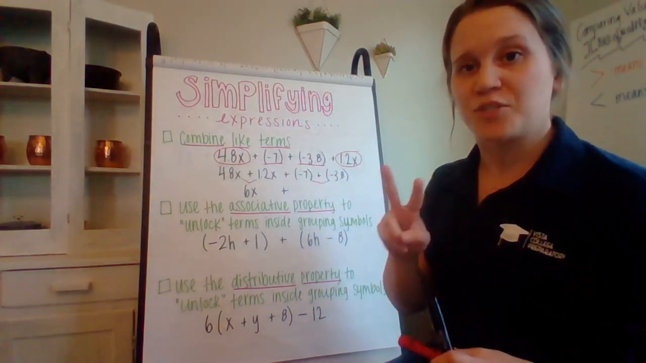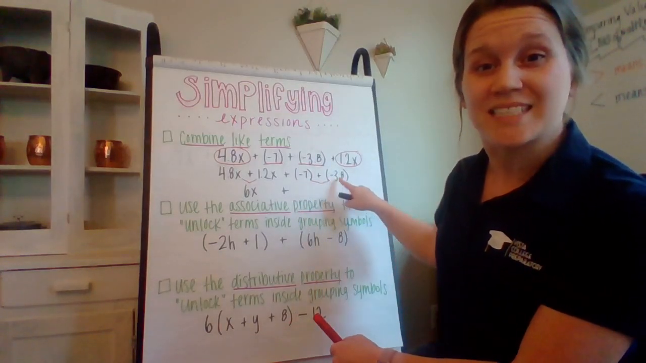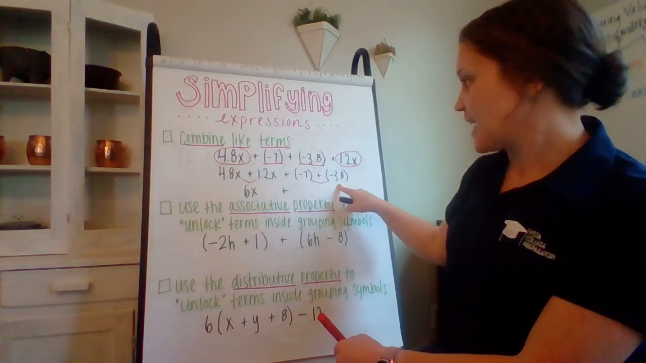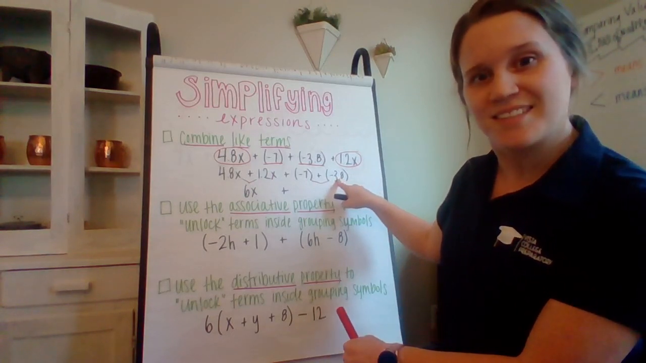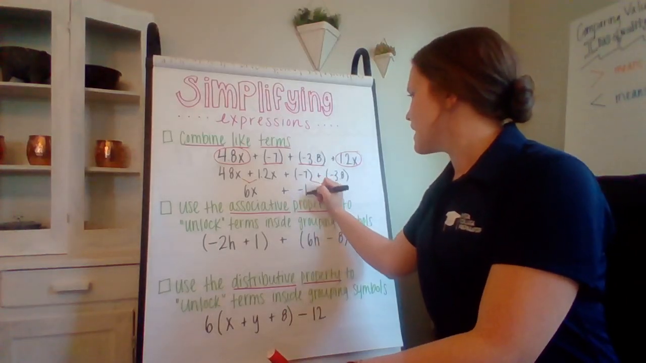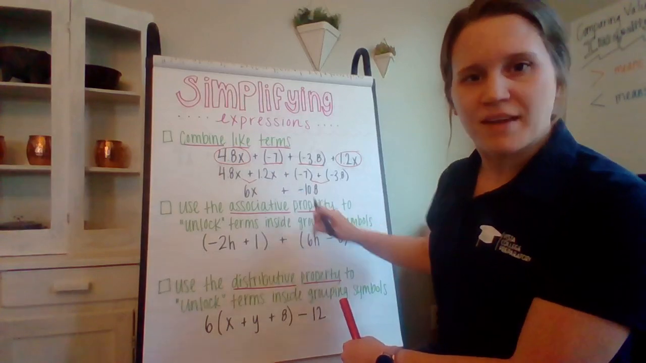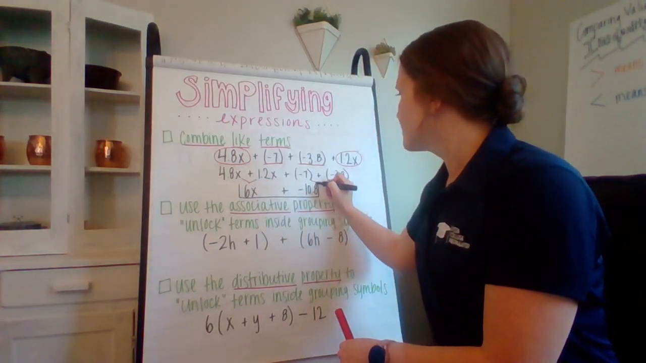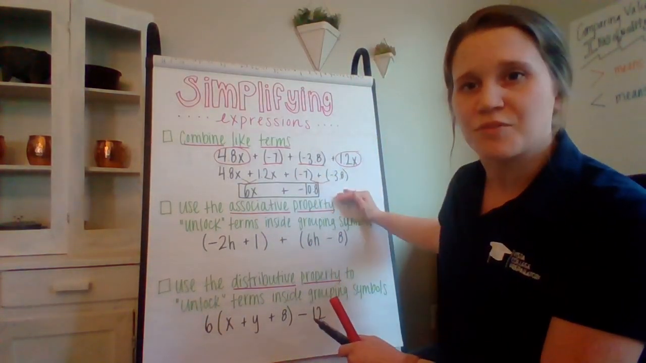Great review. When I have two numbers being added, I'm checking, is the sign the same or different? The sign is the same. They're both negative. So should I add or subtract their absolute values? I should add. So negative 7 and negative 3.8 is negative 10.8. So then the simplified expression here is 6x plus negative 10.8. Just a review of combining like terms.